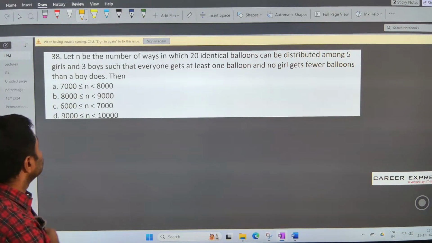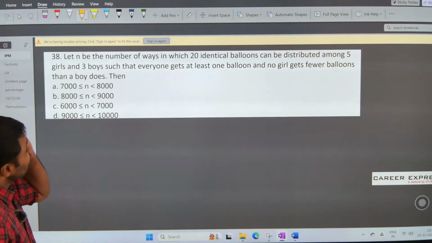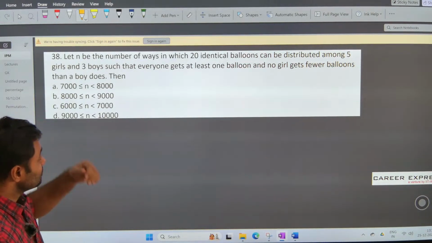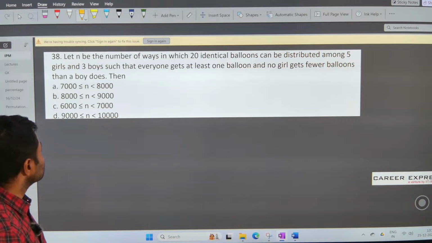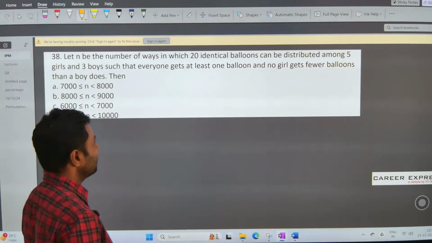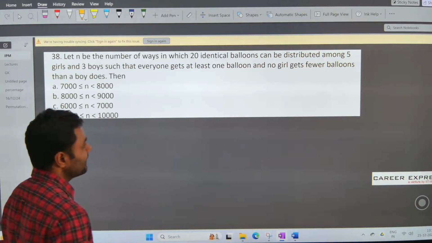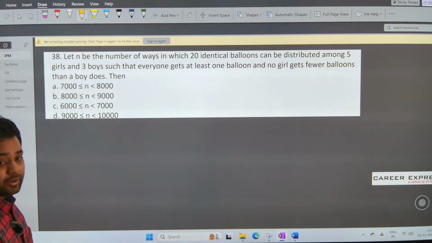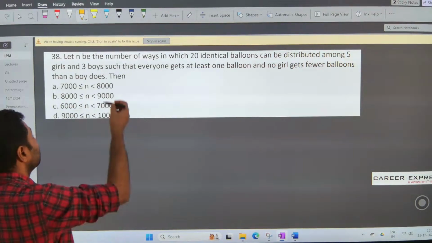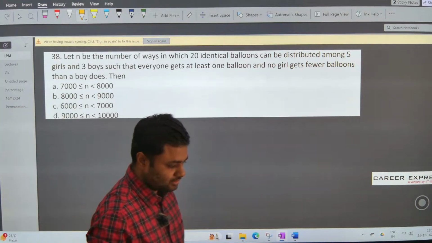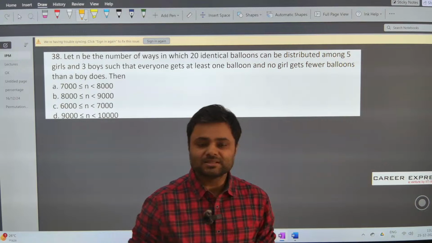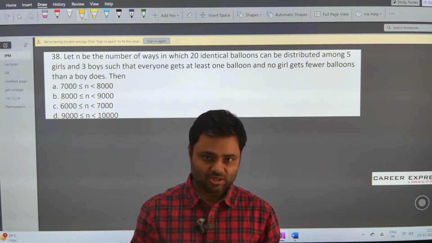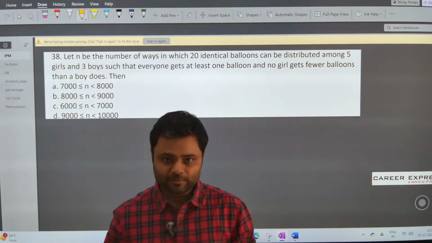So let n be the number of ways in which 20 identical balloons can be distributed among 5 girls and 3 boys, so that everyone gets at least one balloon and no girl gets fewer balloons than a boy. Okay, so by reading it, we can figure out that this is a question based on partitioning theory, which we study in PNC.